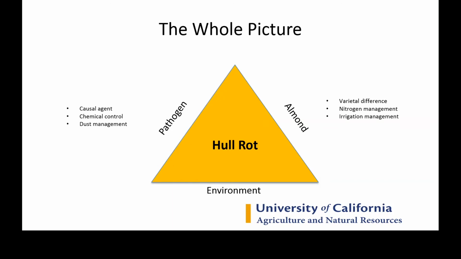It's very important to understand which agent is causing the hull rot inside the orchard. Based on that, the timing of the application for chemicals, and whether the use of other cultural practices will help or not, depends on knowing which pathogen we are dealing with. Also, knowing the sources of inoculum is important. So if the soil is the source, for example, of Aspergillus and Rhizopus, then dust management should be implemented to reduce the incidence of those spores getting on the surface of the fruit.